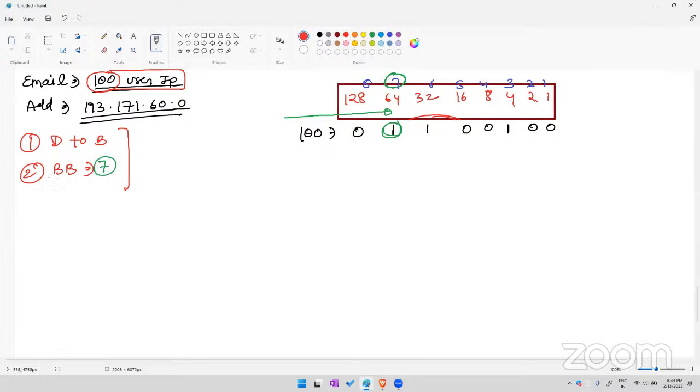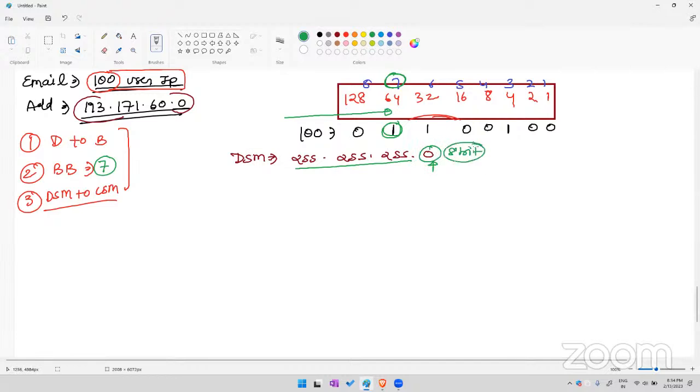Now, third task is DSM to CSM. Can you please verify? This one is a class C requirement. 193. Yes. So the class C default subnet mask is 255.255.255.0. In class C, 3 octets are fixed and 1 octet is free. So in this octet, how many bits are represented? 8 bits. So how to represent my default subnet mask in CSM? Write down your CSM. First 3 octets are fixed. And the 4th octet has 8 bits now: 1, 2, 3, 4, 5, 6, 7, 8.